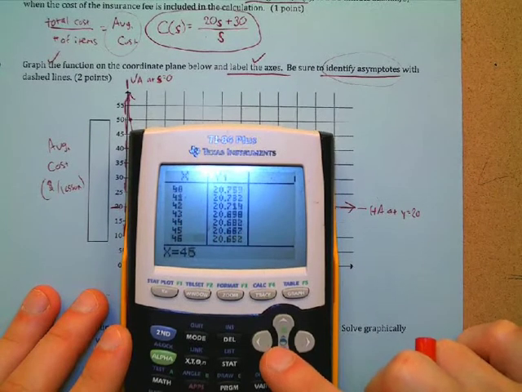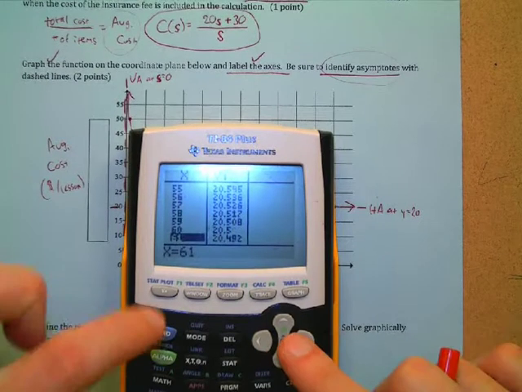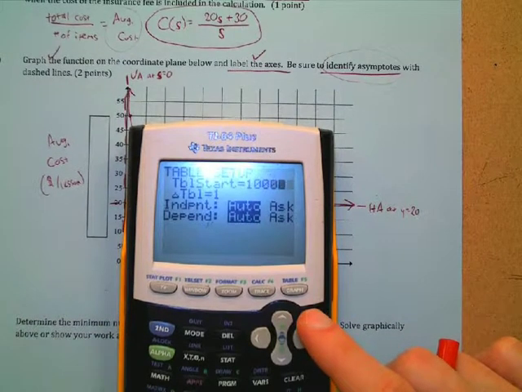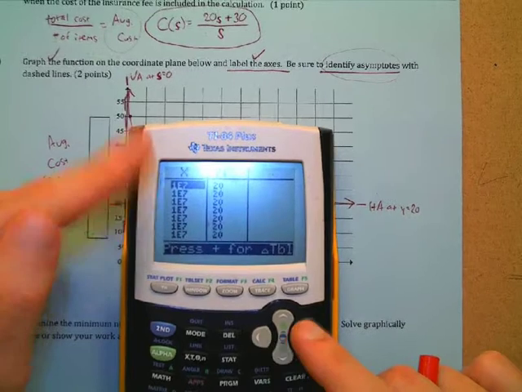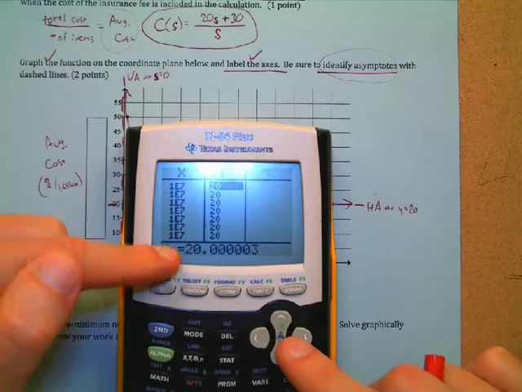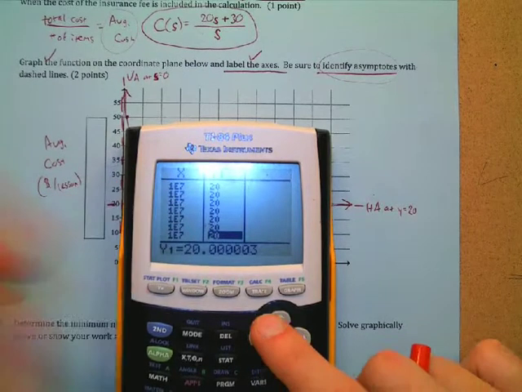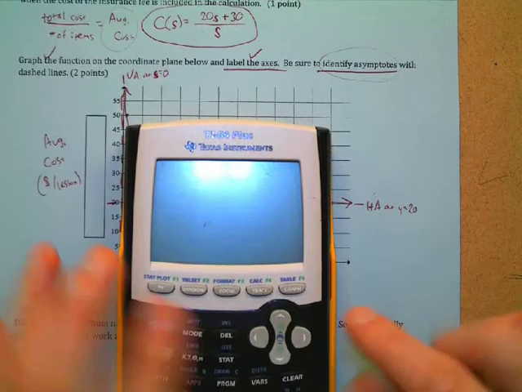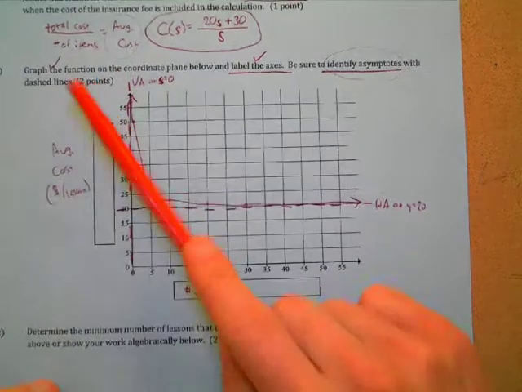If you really want to check yourself, press second window and have your table start at, I'm just going to do one with a bunch of zeros there. It's really far, and you can see we're almost at 20 at this number. So you can see there that it's got to go to 20. Okay, so horizontal asymptote at 20. 2 points there. So please be careful there.